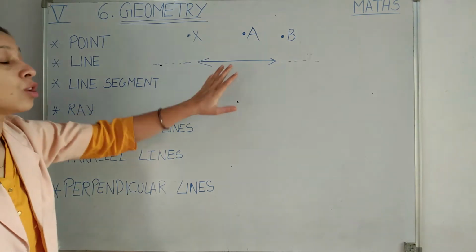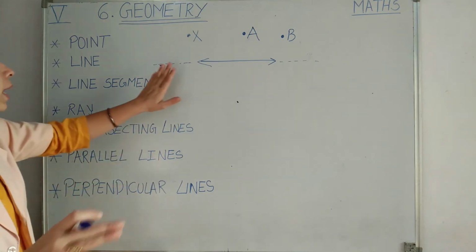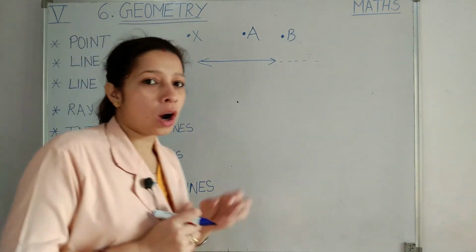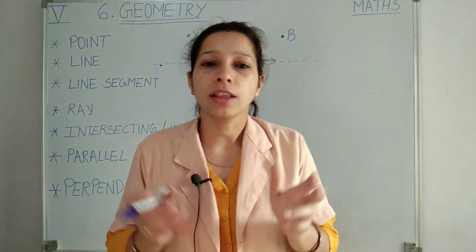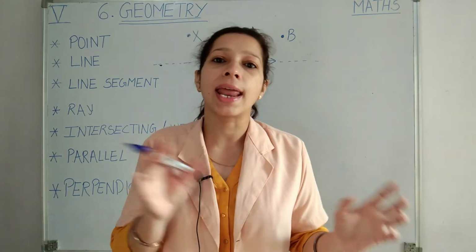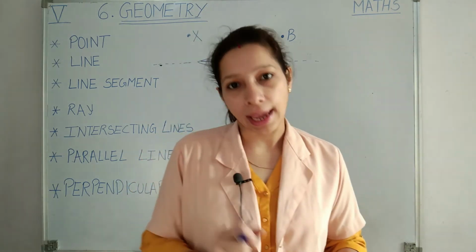A line has no end point. It will not stop anywhere. It will just go on. You can extend it in both the directions. So students, in short, a line is a straight path with two arrowheads. It has no end point and we can extend it in any direction. Understood?